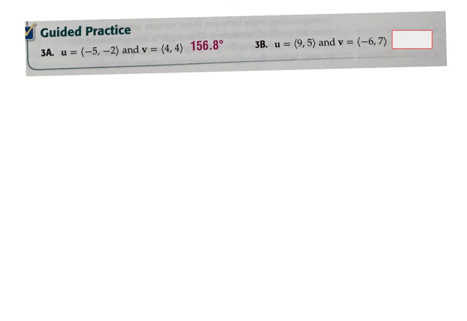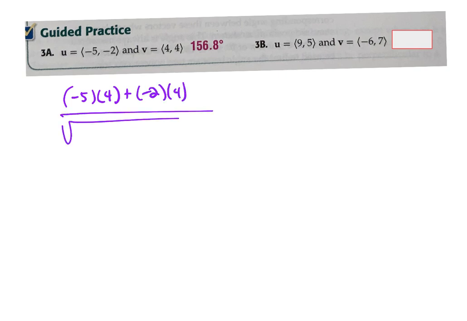So we'll do the dot product first. We have negative 5 times 4 plus negative 2 times 4. In the denominator, we have the square root of negative 5 squared plus negative 2 squared. That's my first one. And then the second one is 4 squared plus 4 squared.